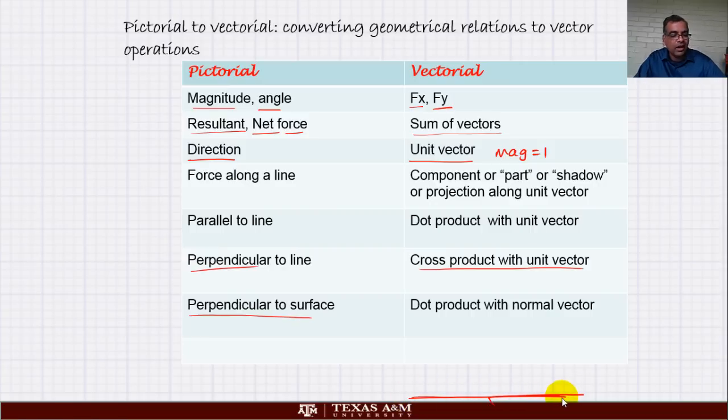So I wanted to see how the pictorial and vectorial cases change. Pause this particular slide and write this down in your notebook and keep this page open. Please do that because we will be referring to it. It's a very easy way to actually convert verbal problems into vector problems. Okay, so did you pause it? Have you copied it down? Very good.